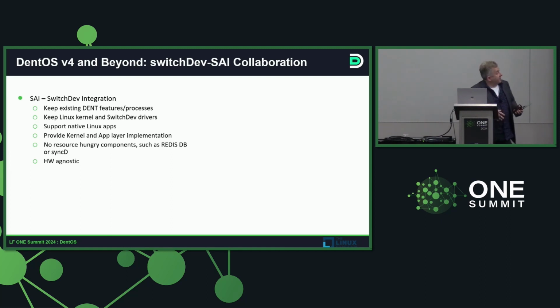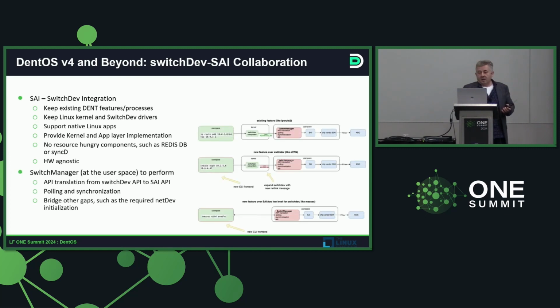While we are keeping the hardware agnostic behavior of Dent. I don't want to go into a lot of the details of how the integration is done between SAI and switchDev, but you can do it in three different ways. In one way, you're still using the normal FRR application. You're still using the ifupdown standard Linux distribution components and packages. The calls still go to the kernel.